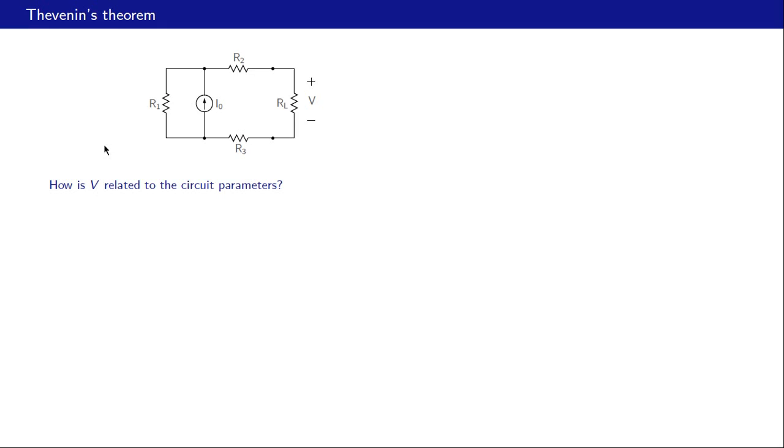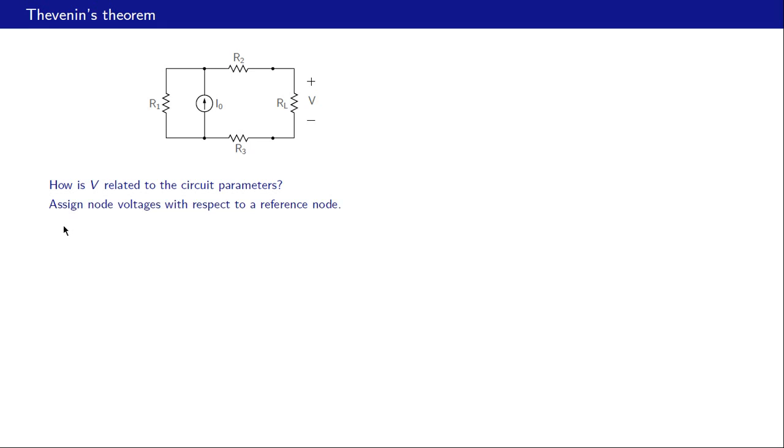Thevenin's theorem is a very useful and important theorem, and particularly in electronic circuits, we will find it very useful. But before we look at the statement of the Thevenin's theorem, let us see briefly where it comes from, and we will do that with the help of this example. Here is a circuit to which we have connected a load resistor RL, and we are interested in this voltage V across RL. And in particular, we want to ask this question: how is V related to the circuit parameters?